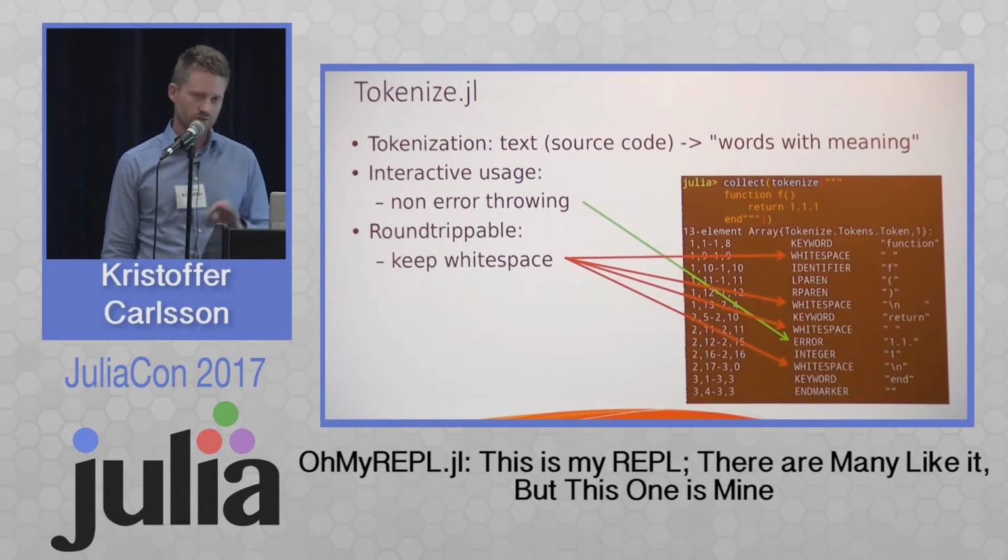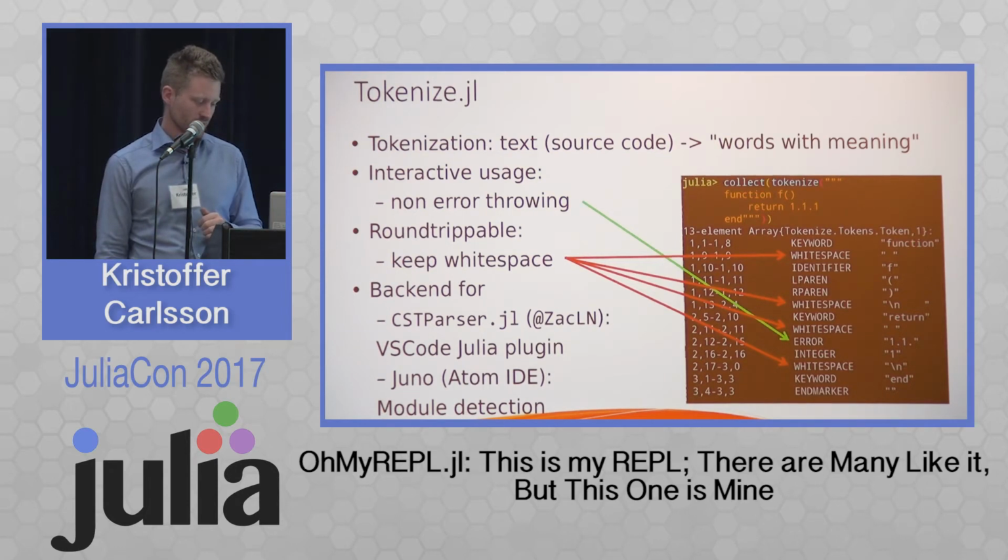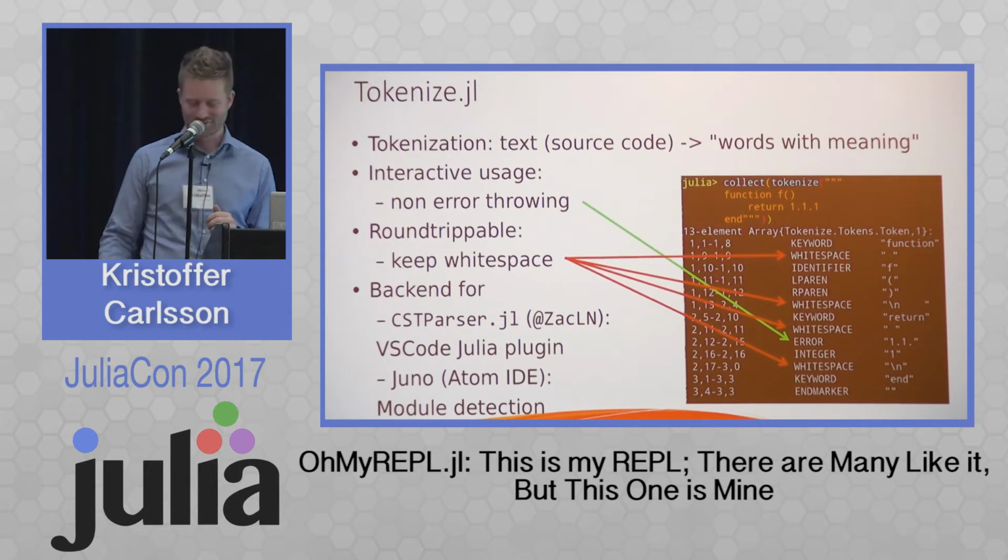I also want it to be round-trippable. So basically, from this token vector, I want to exactly be able to go back to my original source code. So what we need to do then is, for example, keep all the white space in there. And this tokenize package is the backend for one of the new CSD parser, which is the backend for the VS Code Julia plugin, which there will be a talk about later. And I'm not sure exactly what it does, but it does some sort of module detection in Juno as well. So it has a hand there too.